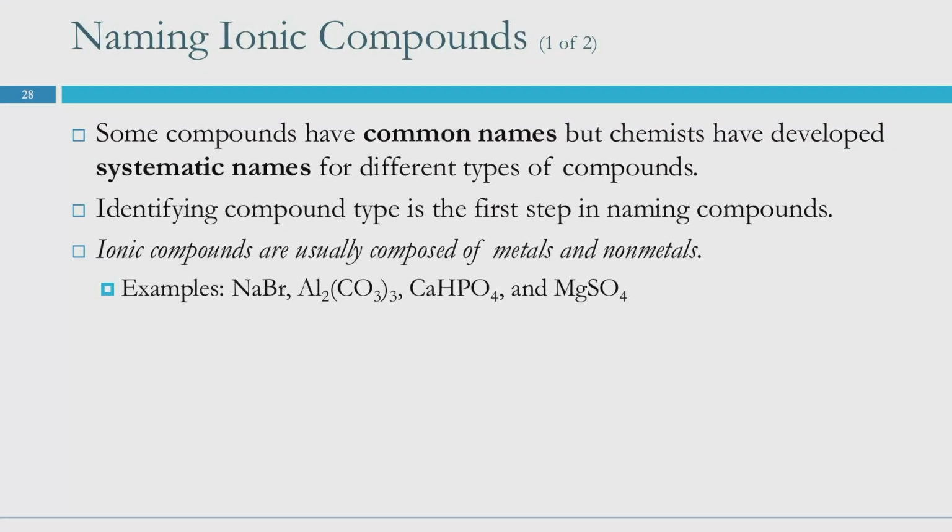So for naming ionic compounds, first thing we have to do is identify that we have an ionic compound. So we have to see that we've got cations and anions, or more likely that we just have metals and nonmetals together. We're usually going to have metals and nonmetals, the exception being things like NH4+, which would also count as a cation. So things like what we're seeing here. These all have metals: sodium, aluminum, calcium, magnesium.